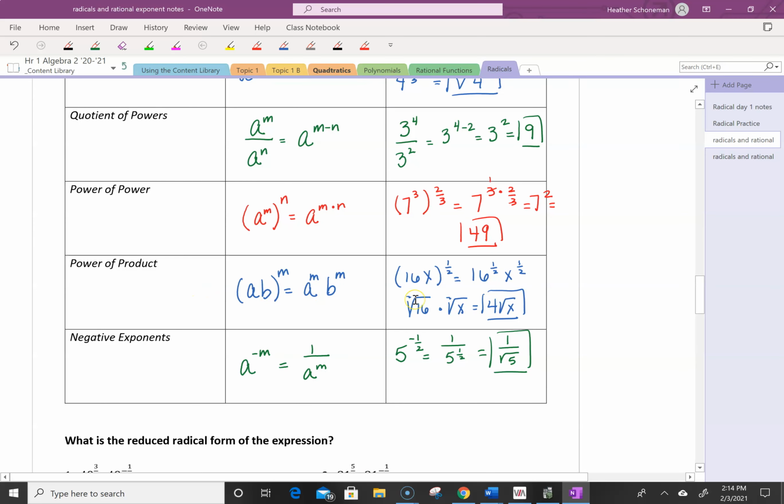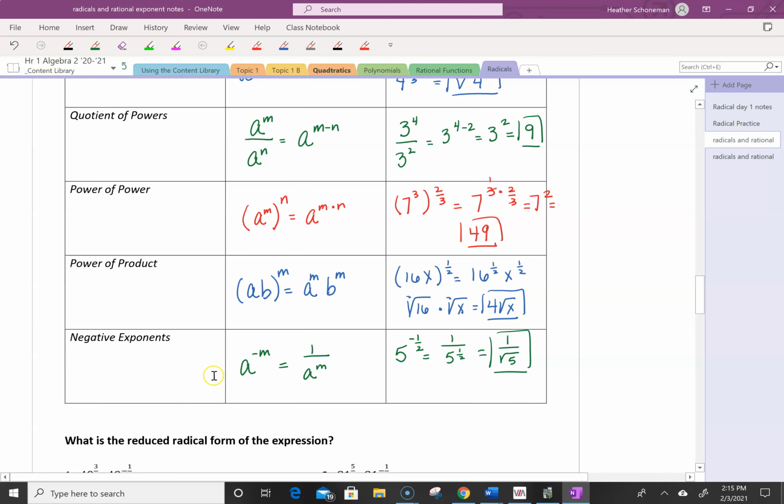The next one in blue right here is the product power. So if I have ab raised to the m, then I can distribute that exponent. And that's what we did when we did things like 4 square root 3 squared. We distributed that exponent. So here I have 16x to the 1/2. I distribute the 1/2. And we know now that we can rewrite fractional exponents, that anything to the 1/2 is the square root of something. But when we have the square root, we don't technically write this 2 here. It's just understood. And then we have the square root of x. And the square root of 16 is 4, so this is 4 square root x when we simplify it.